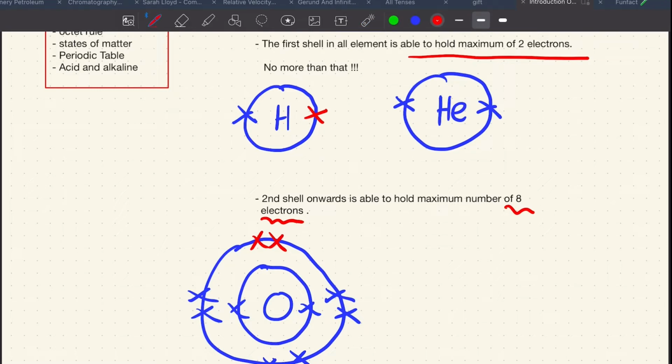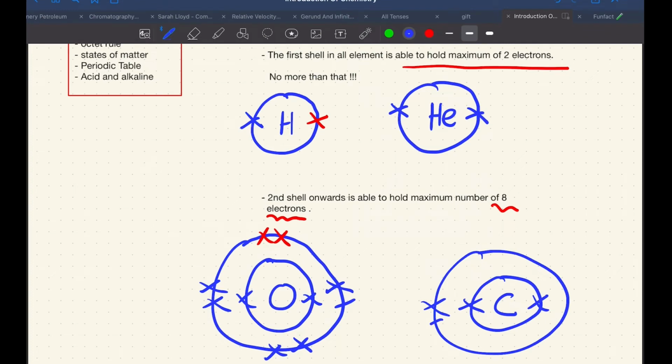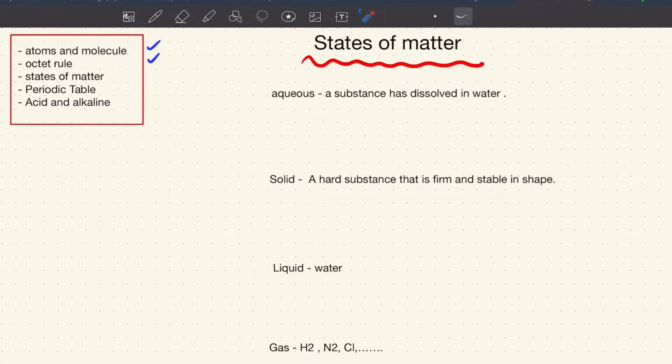And let's try another example, the carbon atom. Carbon has 6 electrons: 1, 2, 3, 4, 5, and 6. So when carbon gains electrons, it can gain another 4 electrons: 1, 2, 3, 4. So basically carbon has 8 electrons in the valence shell to make it stable. So it obeys the octet rule. The second shell onwards is able to hold a maximum of 8 electrons.